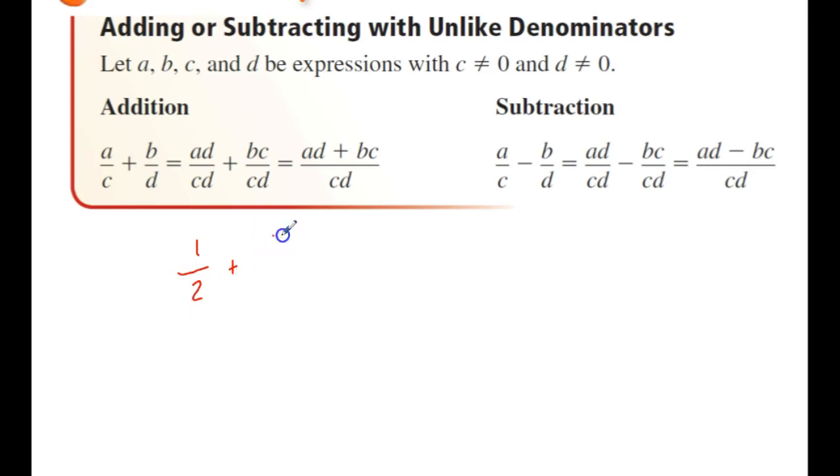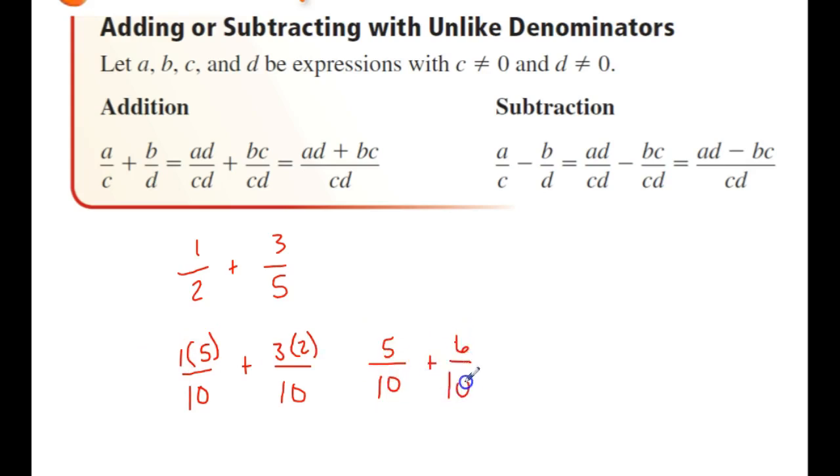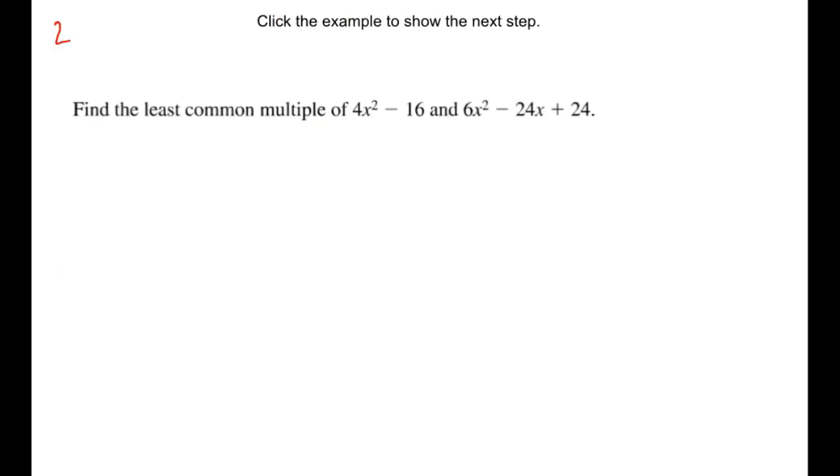So if I have 1/2 plus 3/5, well, I can't add those because the denominators are different, so I have to find that common denominator, and I go ahead and multiply those two together. So then to find my new numerators, I multiply the original numerator times the opposite denominator, and then I can simplify from there. So I end up with 5/10 plus 6/10. So now that my denominators are the same, I can add my numerators. So this is something similar to what we're going to be doing with our rational expressions.